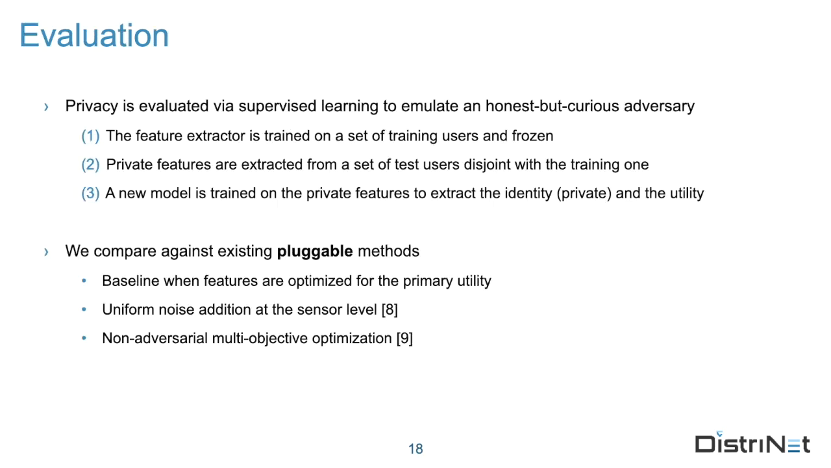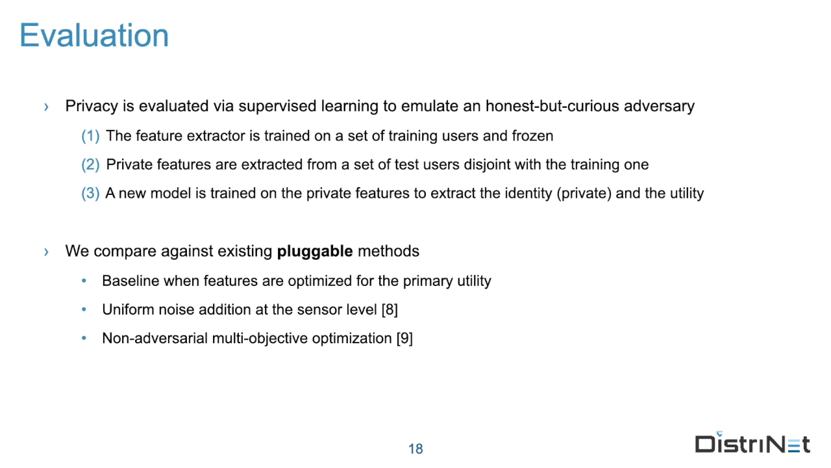In line with related work, our privacy and utility are estimated by performing supervised learning on top of the derived features. We freeze the feature extractor after training and retrain a model that aims at extracting the identity and the age or the gender of the users. Two sets of disjoint users are used for this task, a training set and a test set.